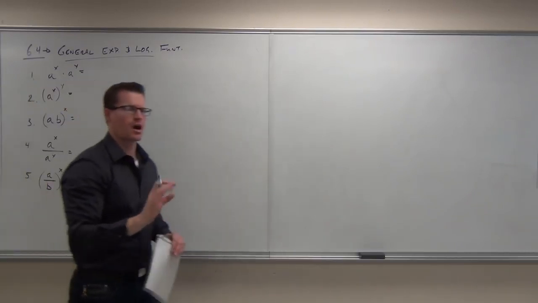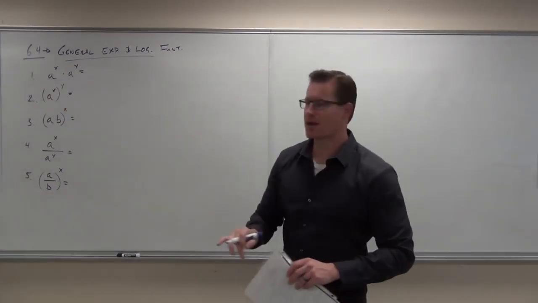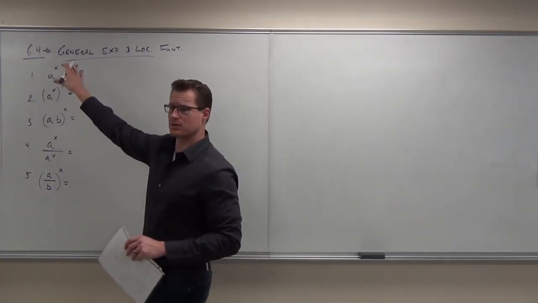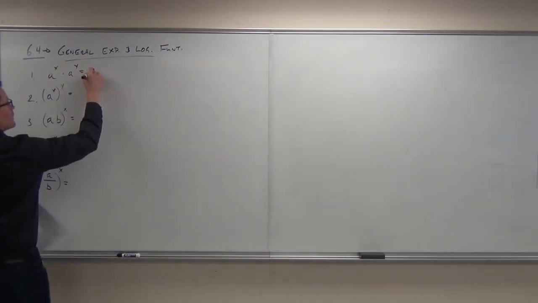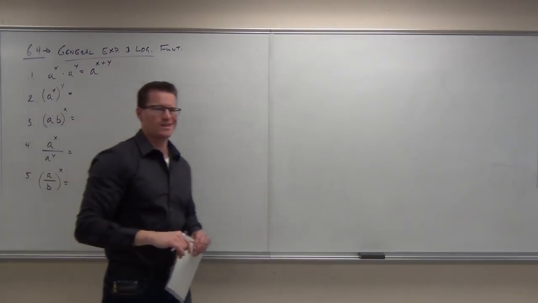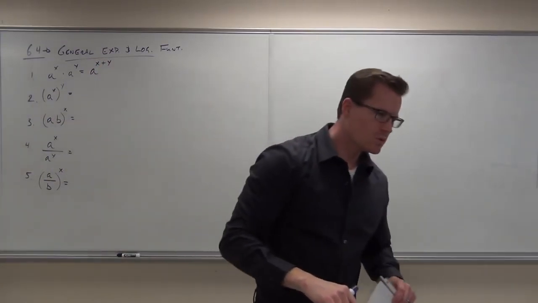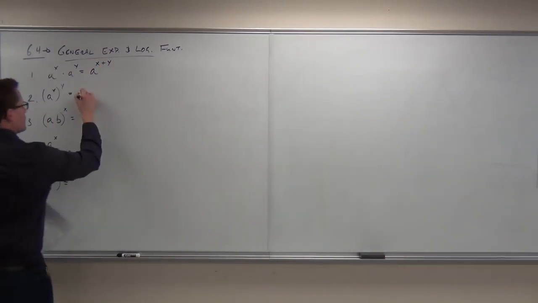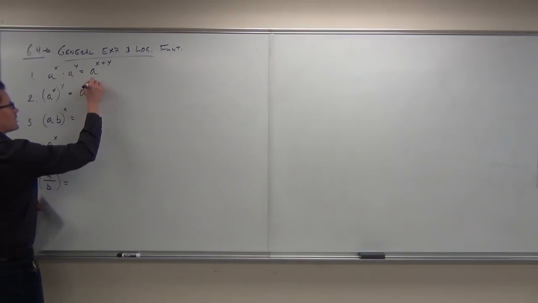What happens if I have common bases that are multiplied together? What do I do with my exponents? Okay, so here we have a to the x plus y. How about if I have an exponent raised to an exponent? What do I do? Multiply. Perfect. So here we have a to the x times y.